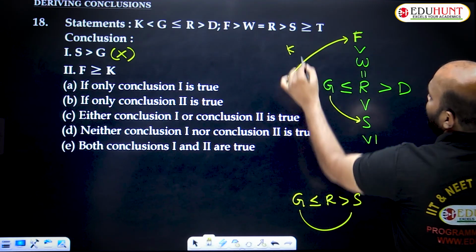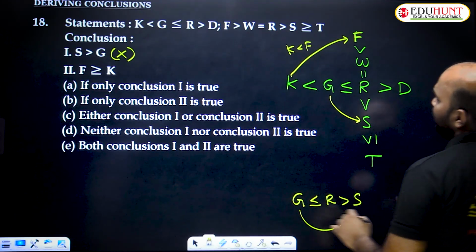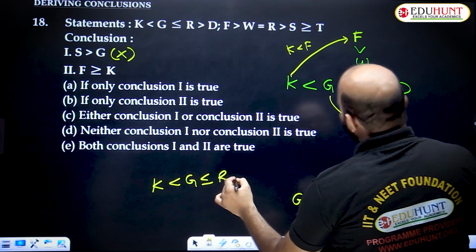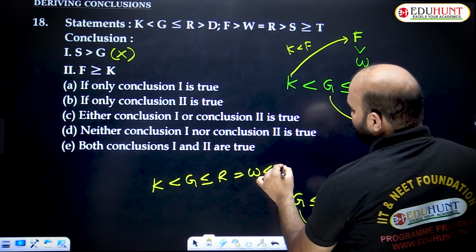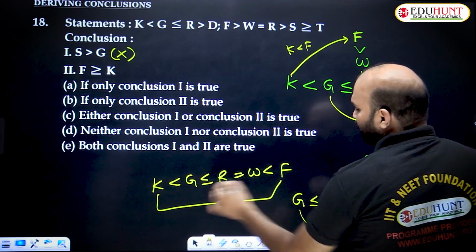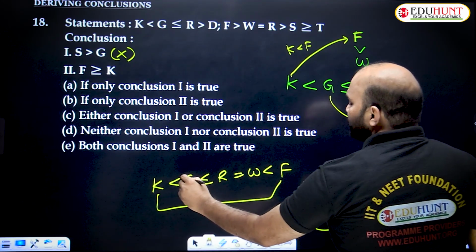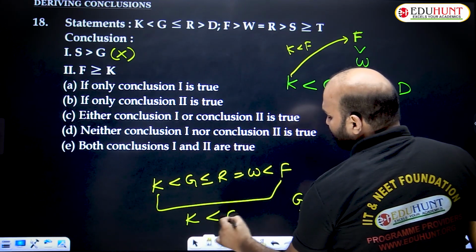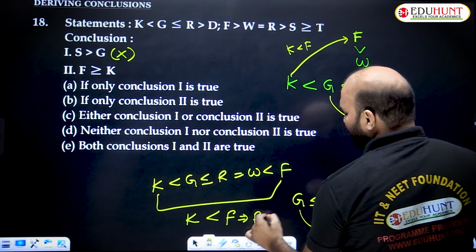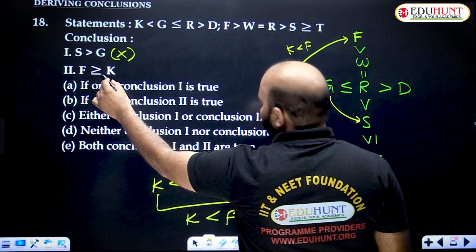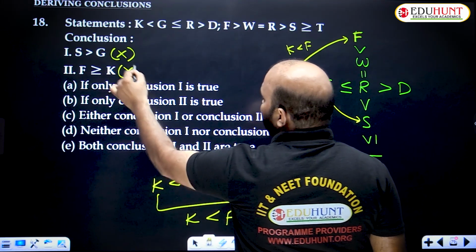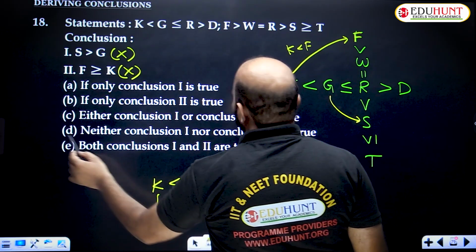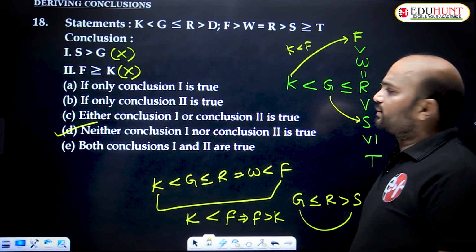So K is less than F, because clearly we have to observe K is less than G, G is less than or equal to R, next R equals W, W is less than F. So K to F, three symbols appeared. In that multiple relation, once a single relation is compared, that will be obtained finally. K is less than F. It can be written F is greater than K. Is it greater than only? No. What I am given is greater than or equal to. So that also fails. So neither conclusion 1 nor conclusion 2. Option D is the right answer.